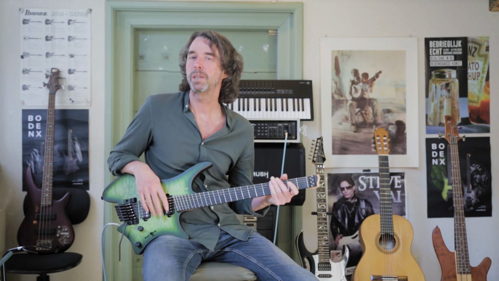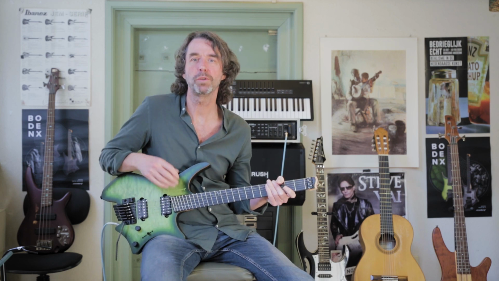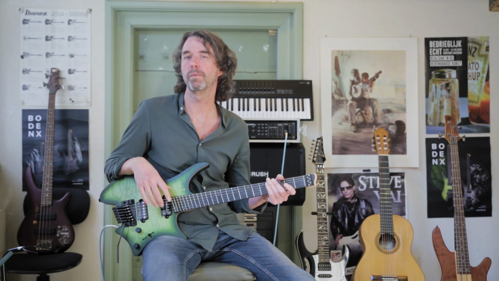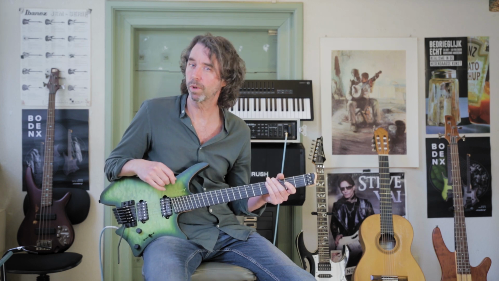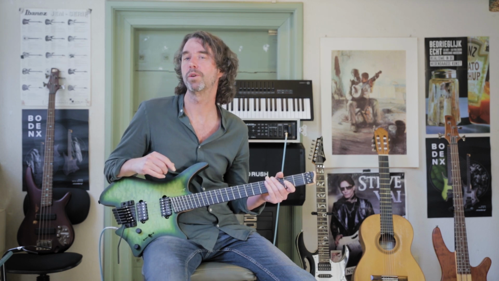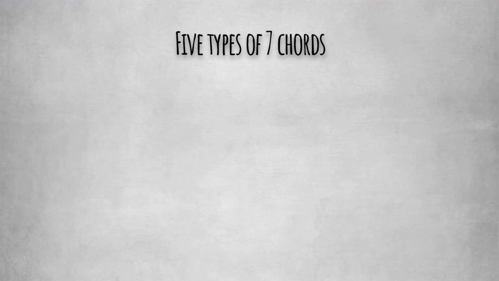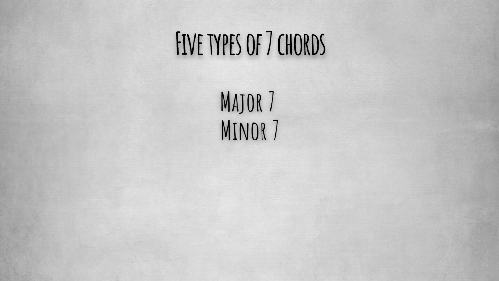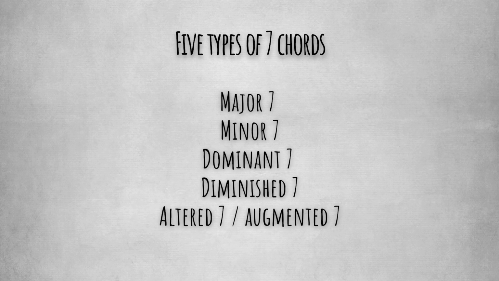In music we can distinguish 5 main 7 chords that you come across in all kinds of musical genres. Some you will encounter more than others depending on the musical style you're approaching. So these different types of chords are the major 7 chord, the minor 7 chord, the dominant 7 chord, the diminished 7 chord and the altered 7 chord or augmented 7 chord.